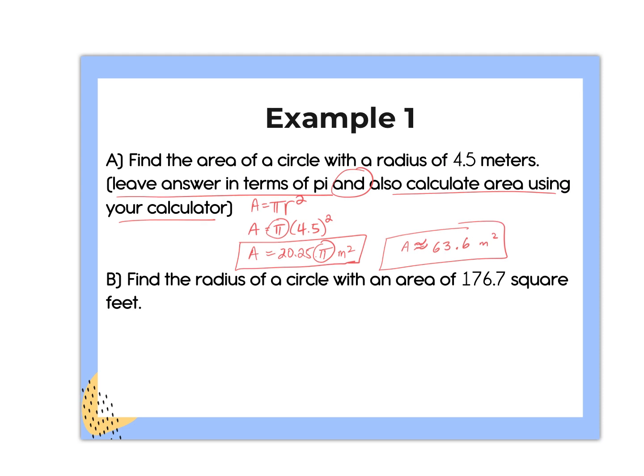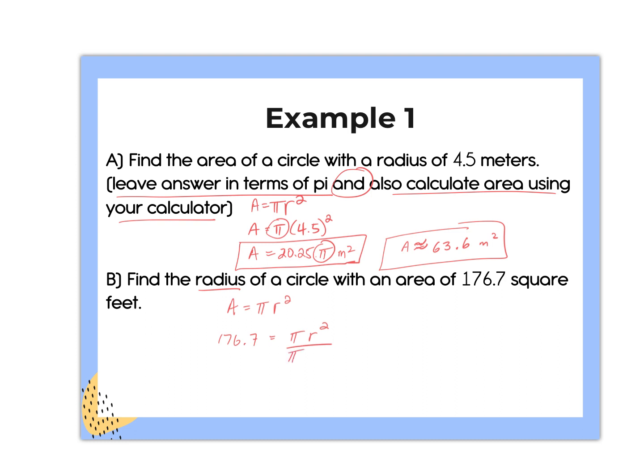Next question, find the radius of a circle with an area of 176.7 square feet. So again, area equals pi r squared. The area, 176.7, equals pi times r squared. And I'm going to have to isolate r, right? Because I need to know the radius.